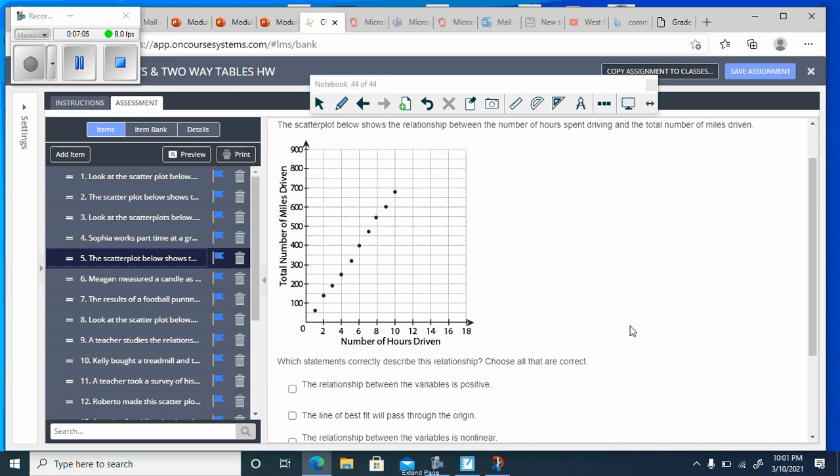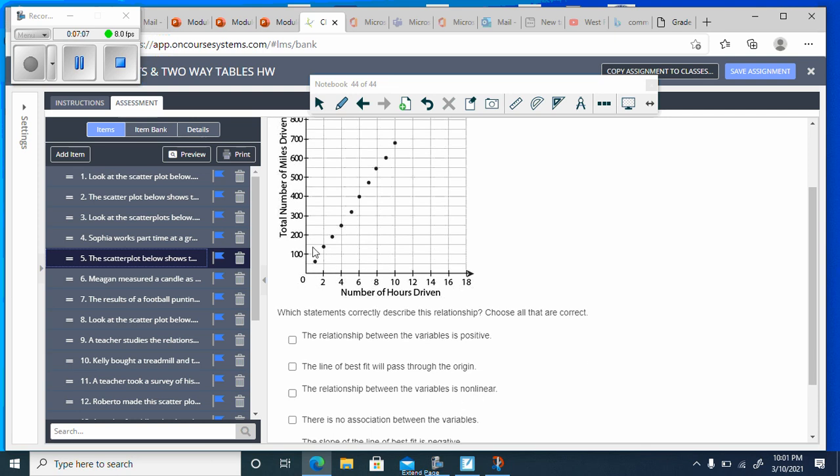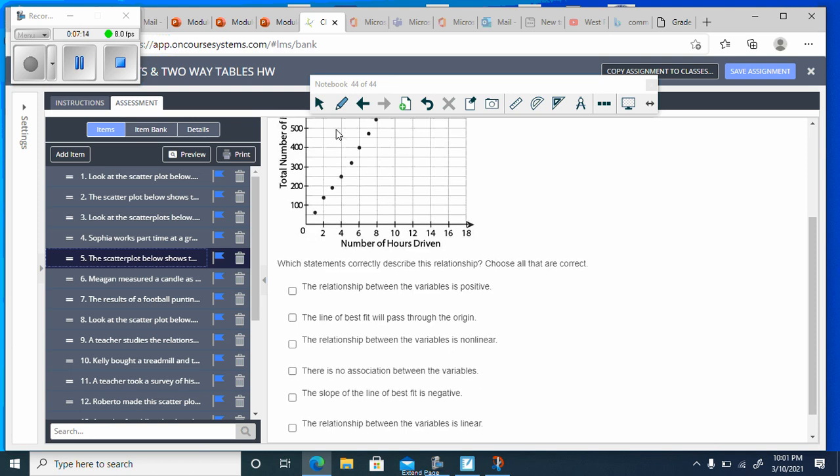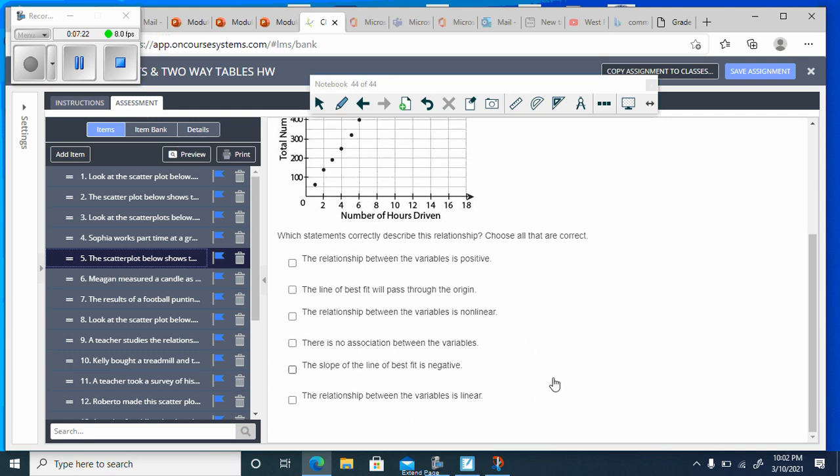right? The relationship between the variables is nonlinear. No, it's linear. There's no relationship, no association. That's not true because it's a linear relationship. The slope of the line of best fit is negative. No, it's positive. The relationship between the variables is linear. Yes, it is.